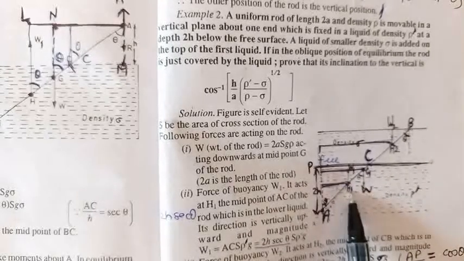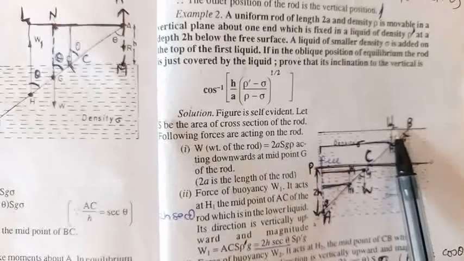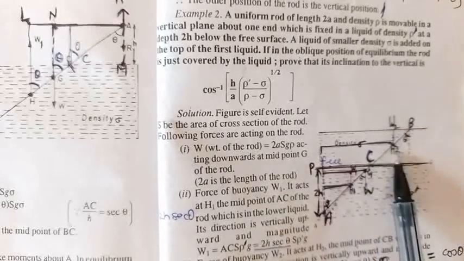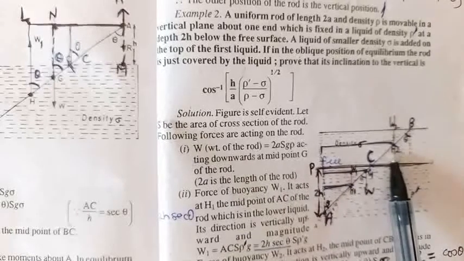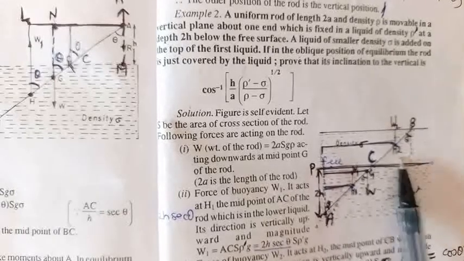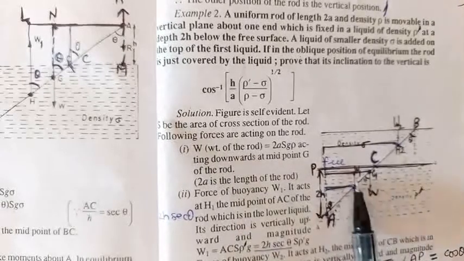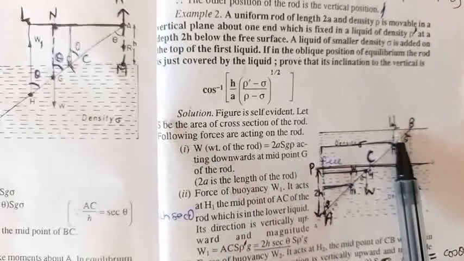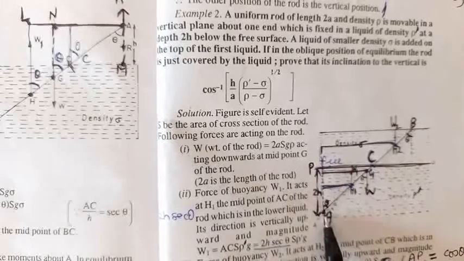The second force of buoyancy is W2. That will act at the midpoint of BC, which we have taken as H2. Thus we have these forces. One force is W, the weight of the rod. Second is the force of buoyancy W1. Next is W2, which is also the force of buoyancy for the upper liquid. And one more force is the reaction at the point A.